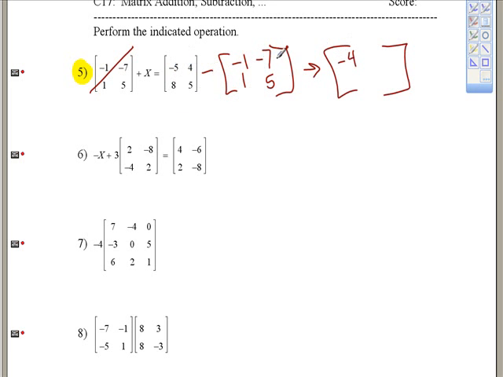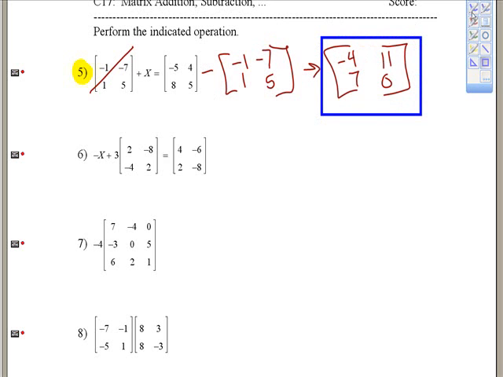So negative 5 minus a negative 1 is just negative 4. 4 minus a negative 7 is 11. 8 minus 1 is 7. And 5 minus 5 is 0. That one's done. So we're just looking to do some matrix addition, subtraction, whatever.